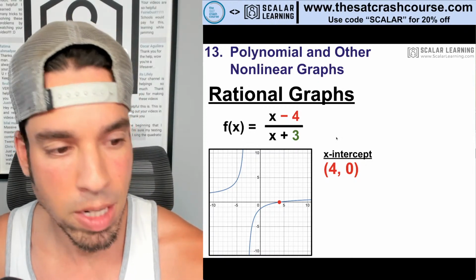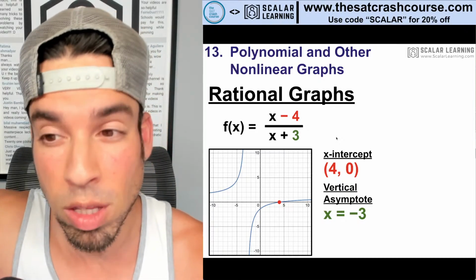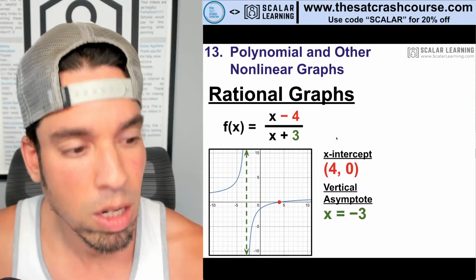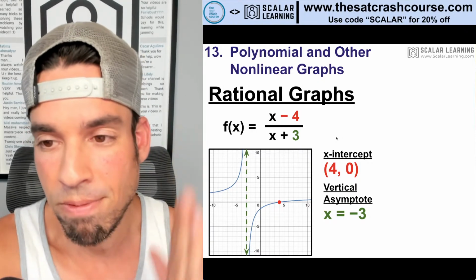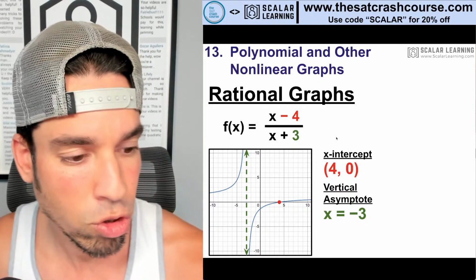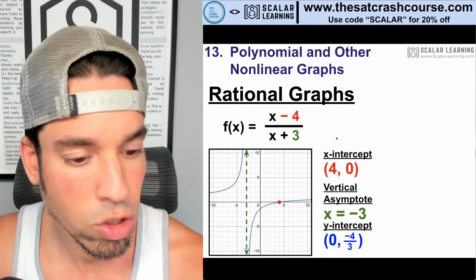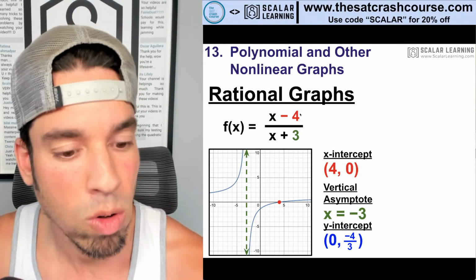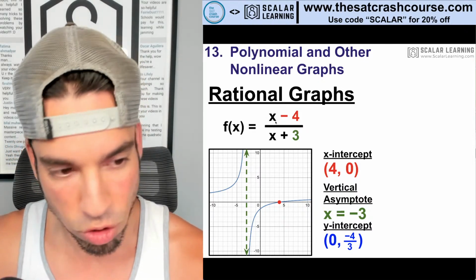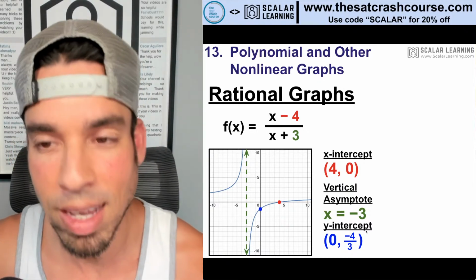What about the denominator? I see x plus 3 on the denominator. Where does that zero out? At negative 3. That tells you where the vertical asymptote is. What is the vertical asymptote? I don't see anything at x equals negative 3. It's that invisible barrier, that vertical invisible line at x equals negative 3 that splits up those two different pieces of the graph. And last but not least, we have 0, negative 4/3 for the y-intercept. Where am I getting that from? Negative 4 over 3, right? It's what's left when you plug in 0 for x. So we get that y-intercept at 0, negative 4/3. That's how you do it.